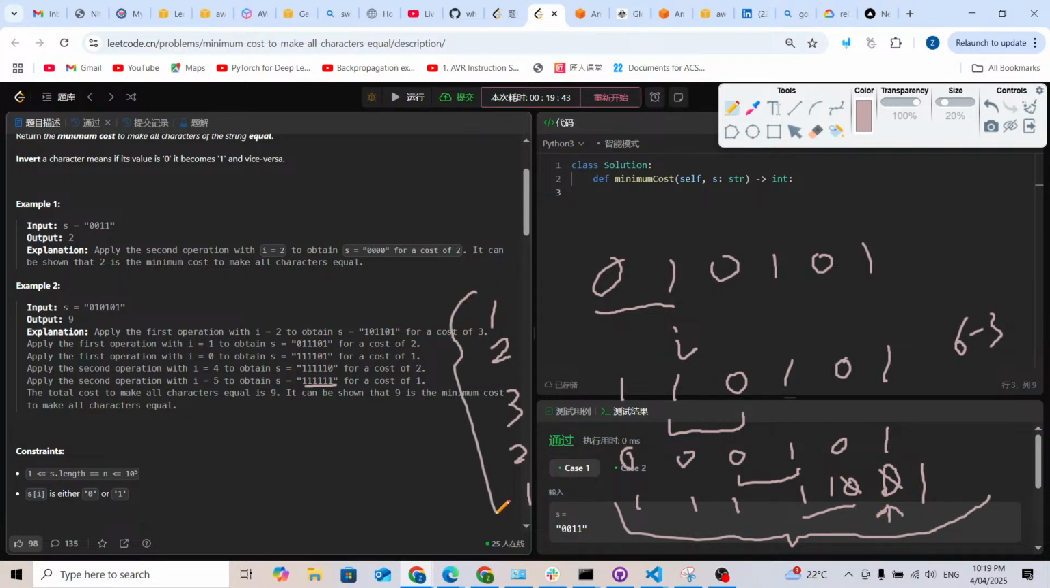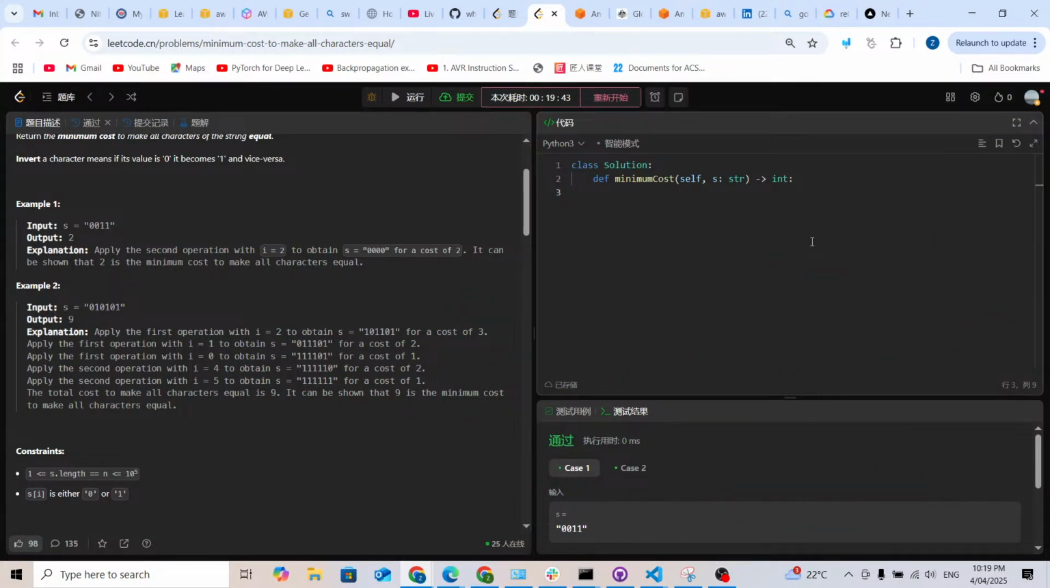Now we're going to sum up together. So this is 1 plus 2, 3 plus 3, 6 plus 2, 8 plus 1, 9. So this is our final answer. So the greedy idea is just like that. We're going to check from the left to the right. If they are not equal, we're going to choose the minimum. Now let's prepare the final result.